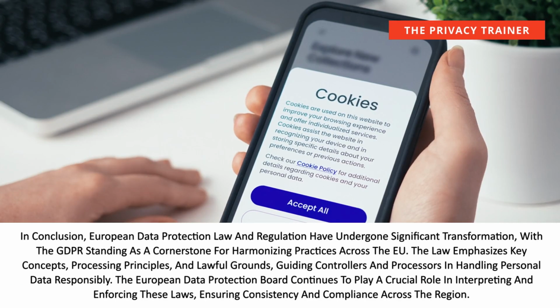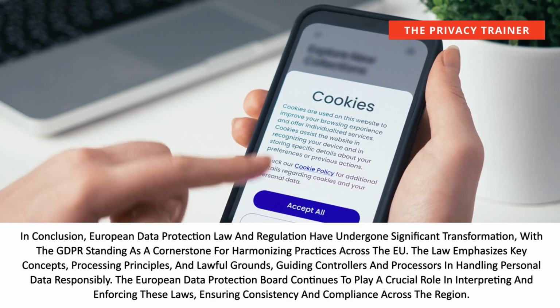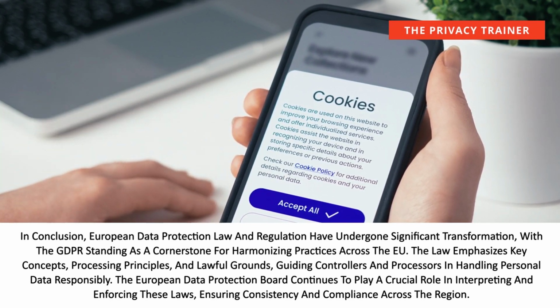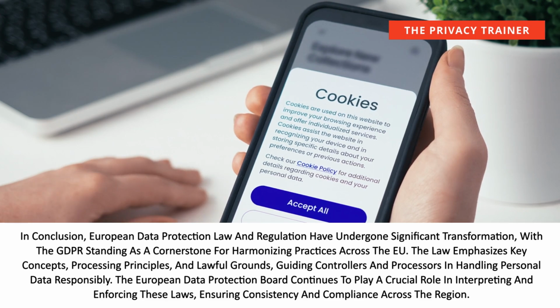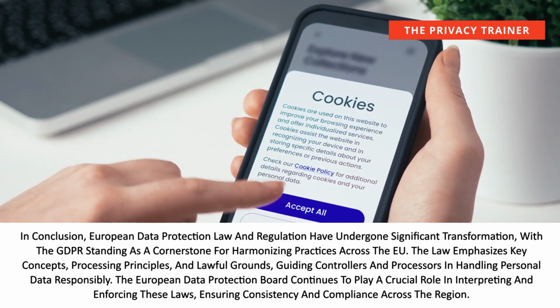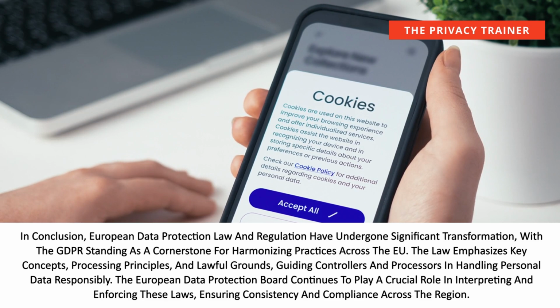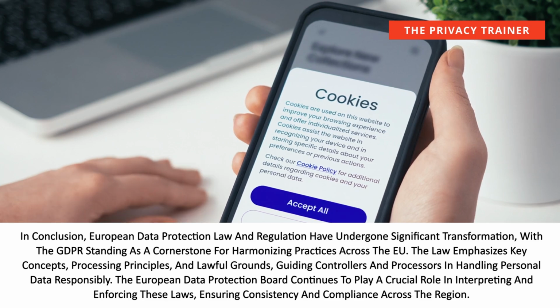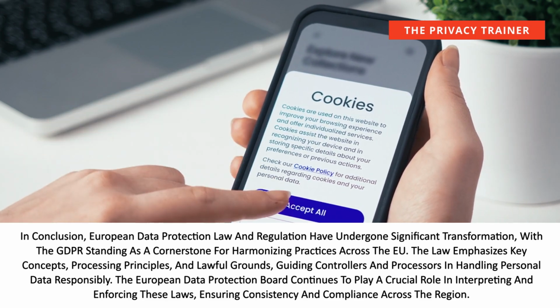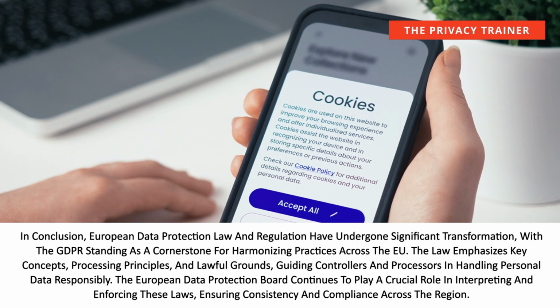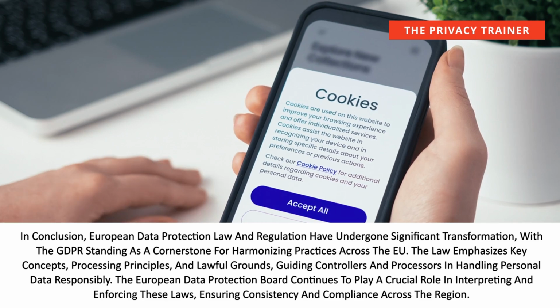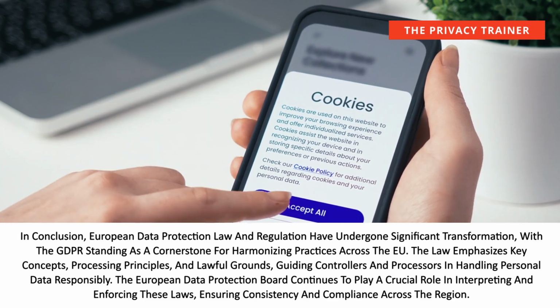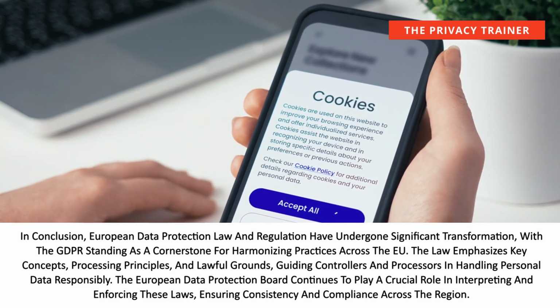Conclusion. In conclusion, European data protection law and regulation have undergone significant transformation, with the GDPR standing as a cornerstone for harmonizing practices across the EU. The law emphasizes key concepts, processing principles, and lawful grounds, guiding controllers and processors in handling personal data responsibly. The European Data Protection Board continues to play a crucial role in interpreting and enforcing these laws, ensuring consistency and compliance across the region.